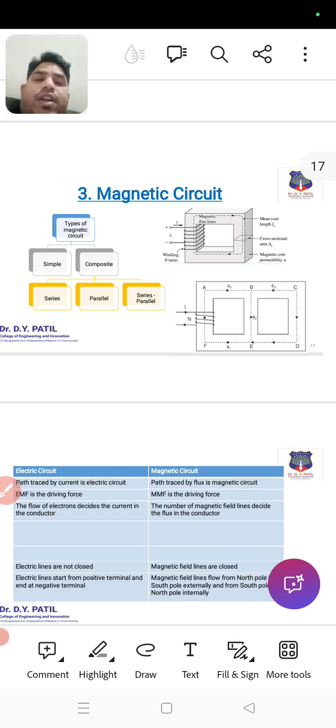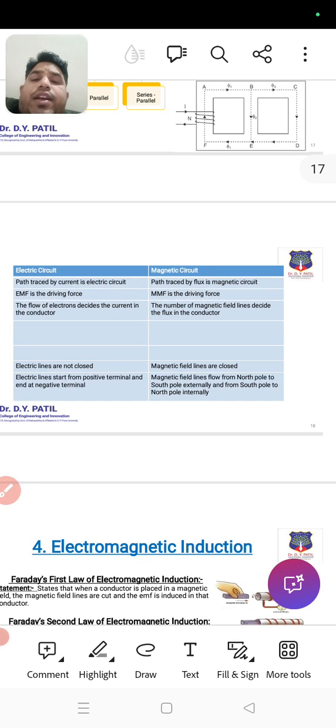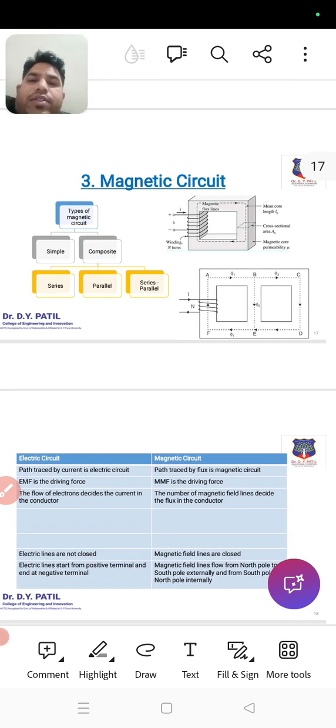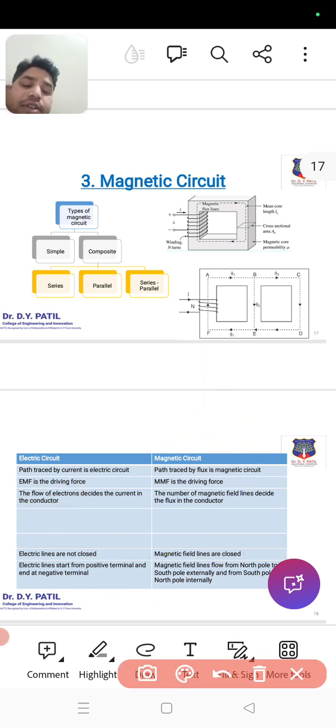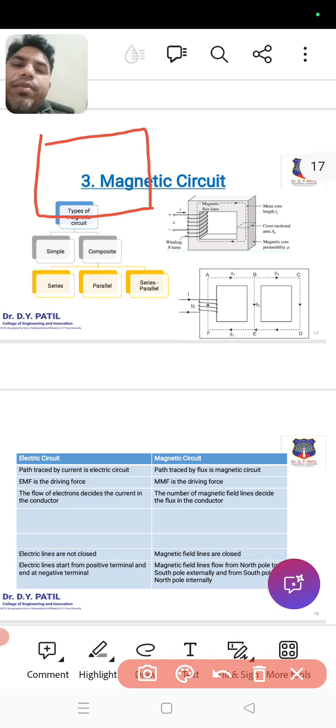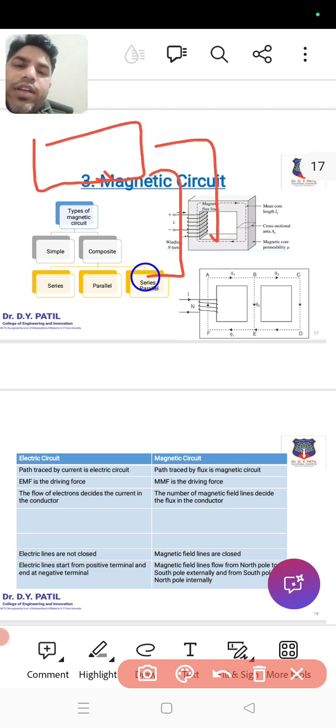In our syllabus we just have the series and the parallel. We will also cover the comparison between the electric and magnetic circuit. Before that, we will cover what the series magnetic circuit and the parallel magnetic circuit are. In a series magnetic circuit, there are two magnets connected. It's one magnet, A1 magnet. We will draw the diagram properly. The second one is next.